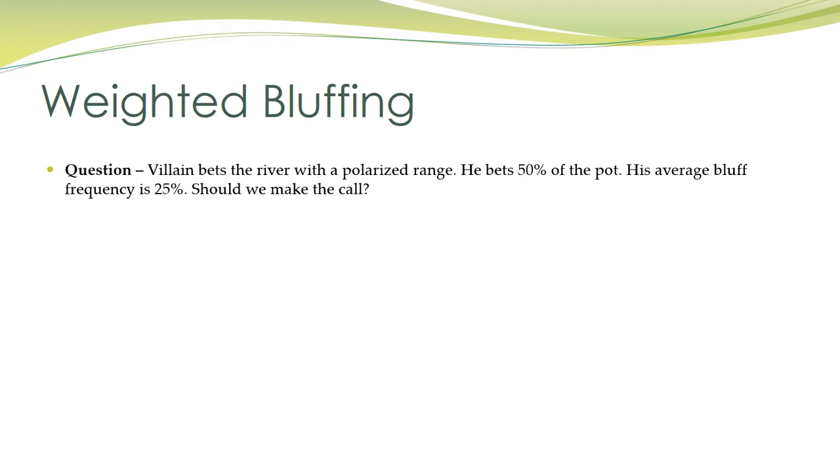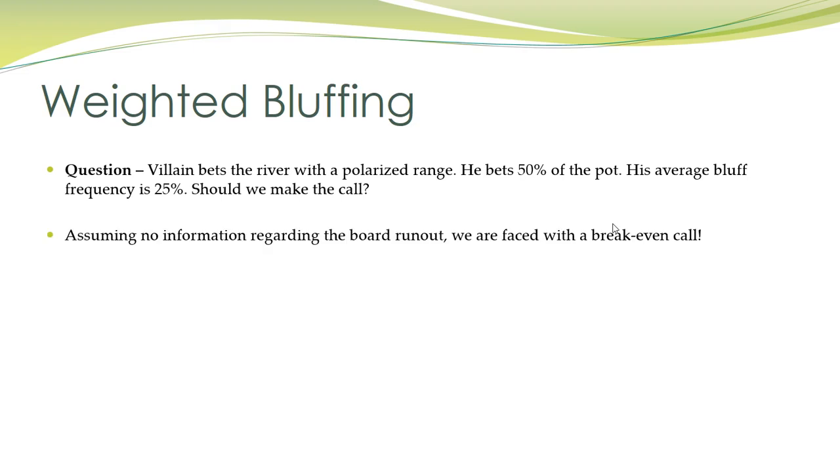Well, in terms of pot odds, which we learned earlier in the series, if we're facing a half pot bet and contemplating a call, we need at least 25% equity to be good. So if we assume we have a bluff catcher here, the call is going to be exactly break even. We need 25% equity to make the call. We are good 25% of the time because that's how often our opponent is bluffing. Now notice what we've put in this bullet point: assuming no information regarding the board run out, we are faced with a break-even call.